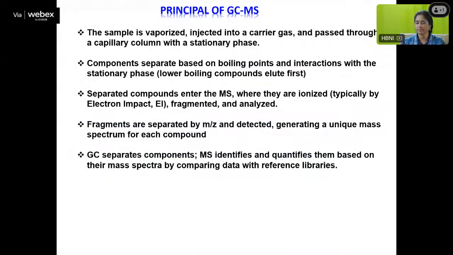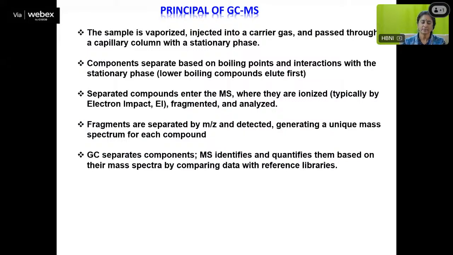The sample is vaporized, injected into a carrier gas, and passed through a capillary column with a stationary phase. The components separate based on the boiling points and interaction with the stationary phase. Now the components of the sample will be getting separated based on their boiling points and interaction with the stationary phase present in the column. The separated components then enter into the mass spectrometer where they are ionized, then fragmented and analyzed. Now fragments are separated by m/z and detected, generating a unique mass spectrum for each compound.